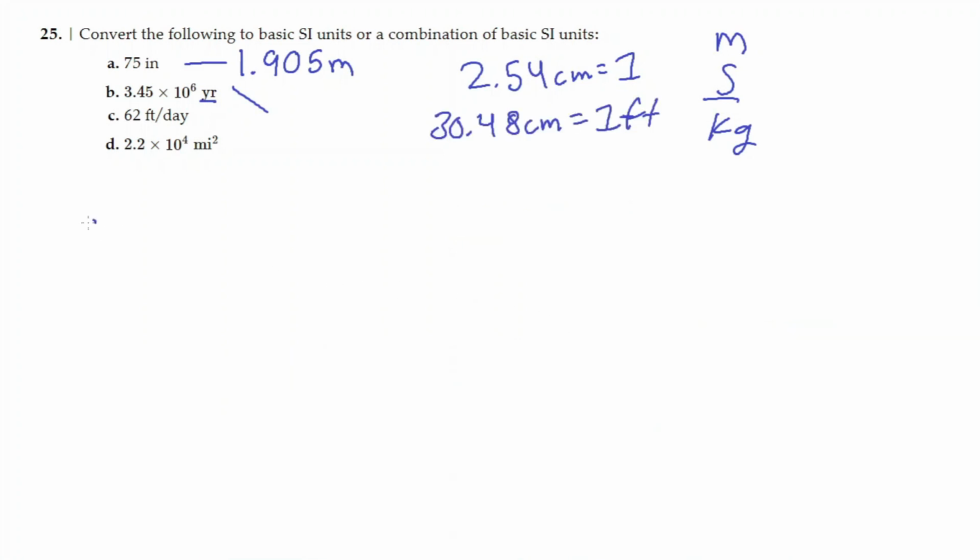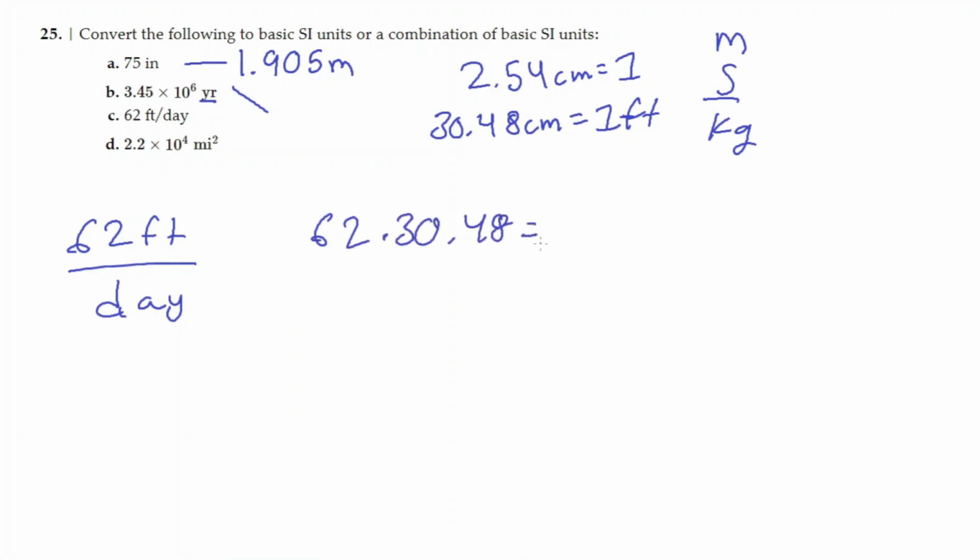Alright, so for C we have 62 feet per day, and we want to change the feet measurement into meters, and then we want to change a day into seconds. So to change 62 feet into meters, we would have to first convert it to centimeters. So we would do 62 times 30.48, and that would give us our centimeters, which would be 1,889.76, and that's going to be centimeters.